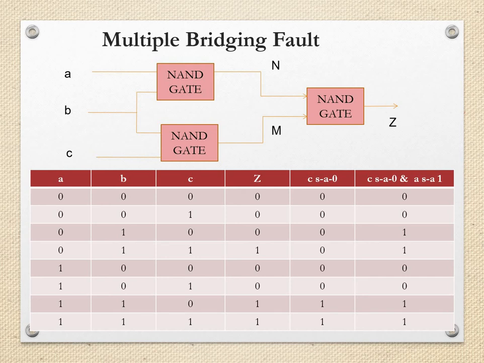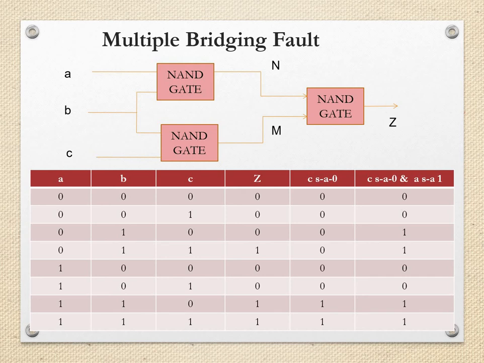Now this is another circuit, the multiple bridging fault. So at a time there may be multiple faults, like the inputs are A, B, C. So C is stuck at 0, or A is stuck at 0. Sorry, A is stuck at 1 and C is stuck at 0. So at a time there may be one fault or there may be multiple faults also.